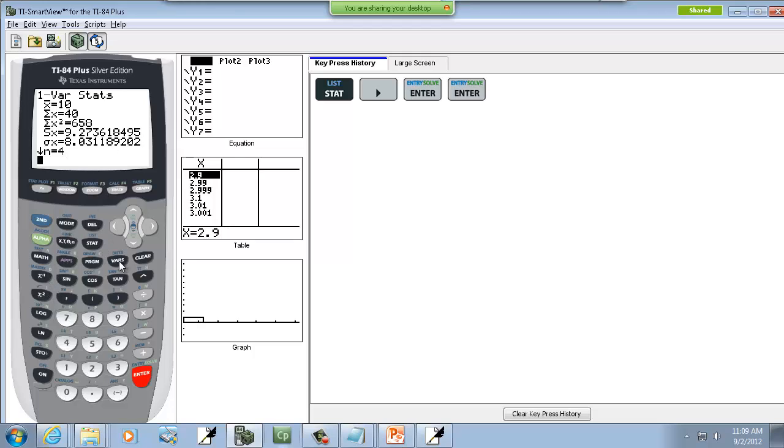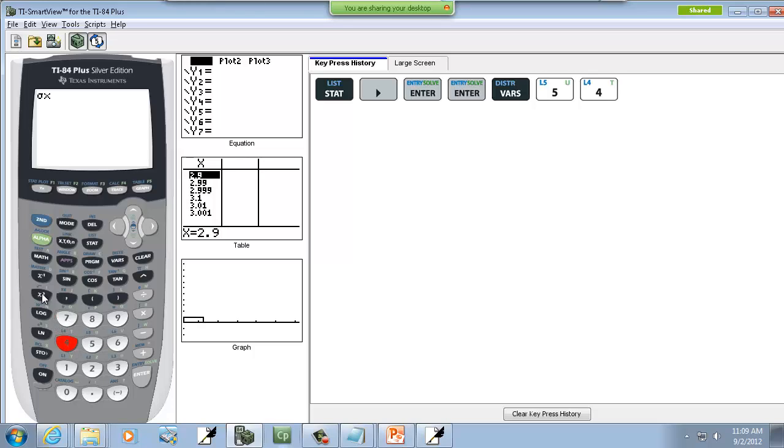But if I'm good with technology, again, I'll push the vars, I'll choose statistics, press 5, I'll choose 4 for the sigma x, our population standard deviation, and then I'll push the x squared, and then enter. And that'll give us our population variance, if you had a problem asking for that.